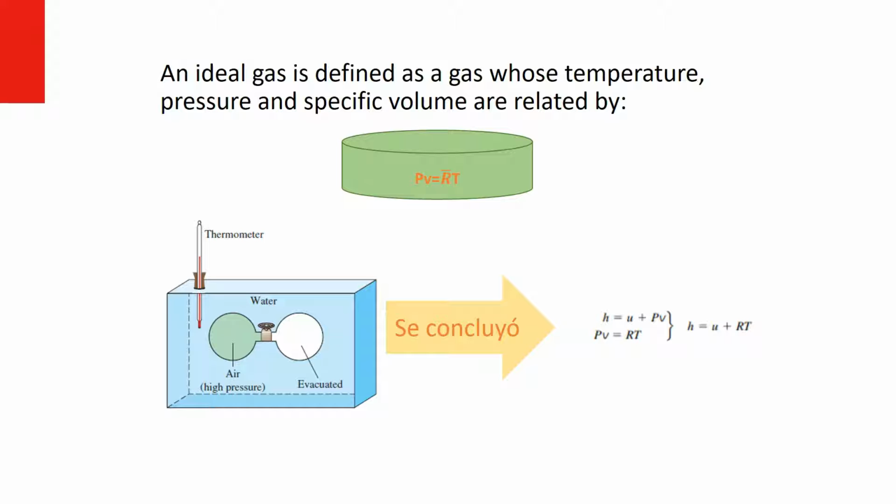Since there was also no work done, he concluded that the internal energy of the air did not change even though the volume and the pressure changed. Therefore, he reasoned that internal energy is a function of temperature only and not a function of pressure or volume.